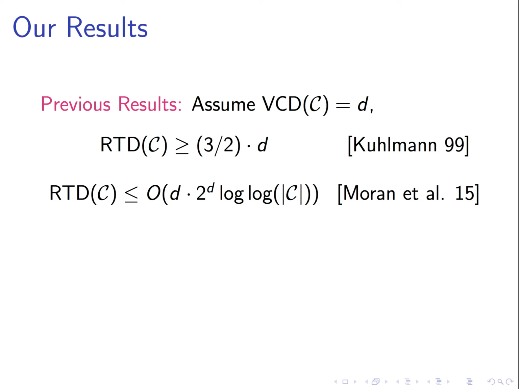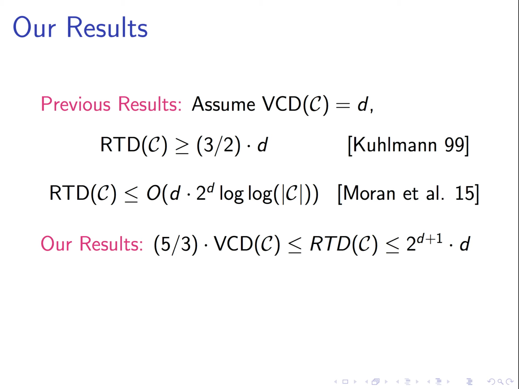In this paper, we study the relationship between recursive teaching dimension and the well-known information complexity measure VC dimension. This is what's known before our paper. Note that the upper bounds depend on the size of the concept class as well, namely the number of rows in the matrix. In this paper, we improve both the upper bound and the lower bound of recursive teaching dimension with respect to VC dimension.